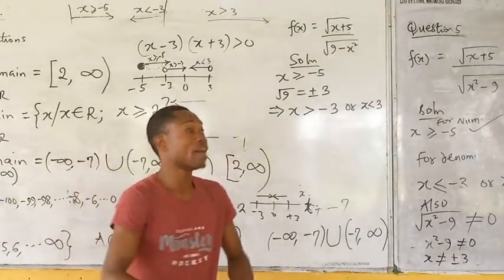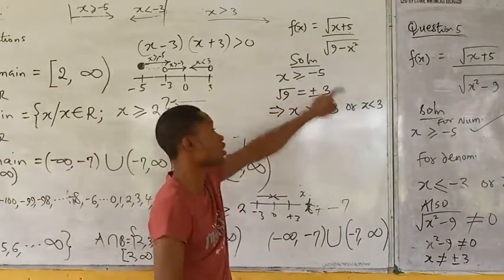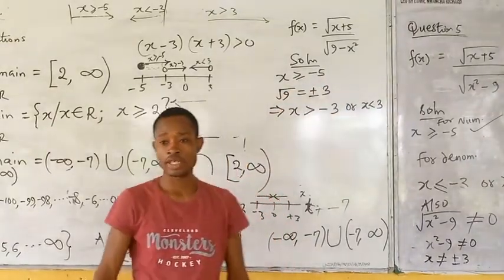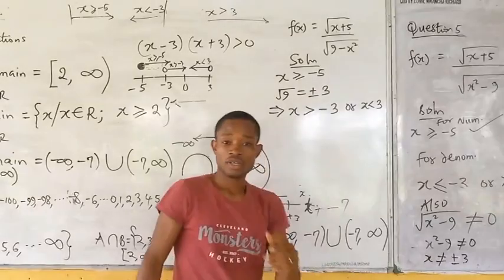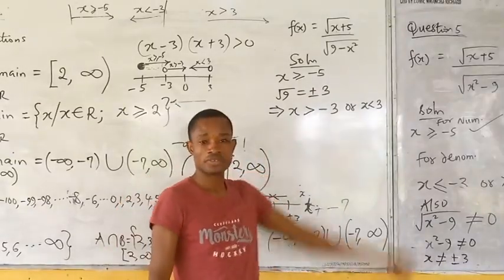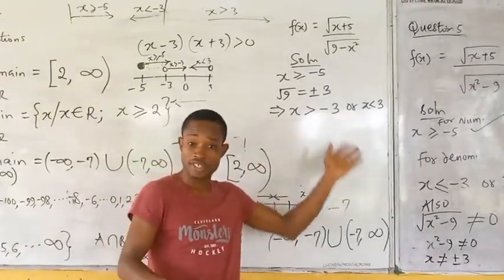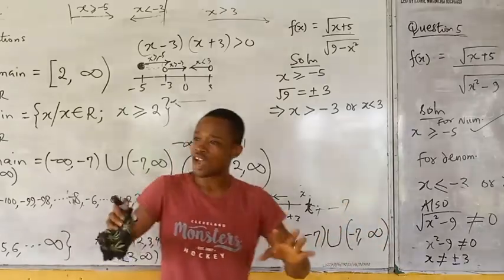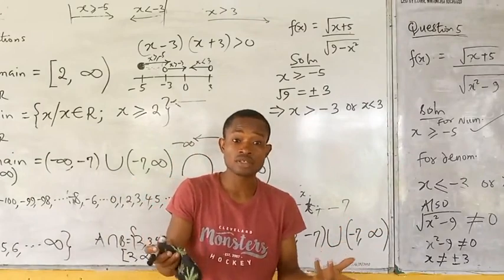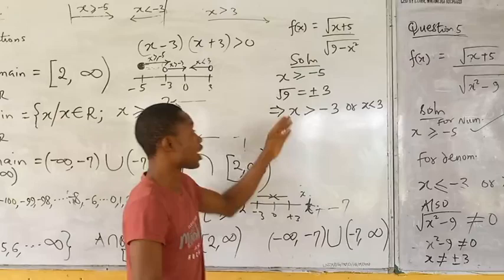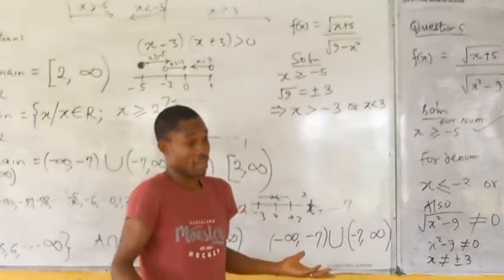At this point, you are done solving for the numerator condition and the denominator condition. The numerator condition told us that x is greater than or equal to minus 5. And in the denominator, x is greater than minus 3, or less than plus 3. Like I said, sometimes it might be a bit tough for students to interpret this and get the domain. But one thing I've found very interesting to use is the number line. Although you can still look at this, and if you can work it out quickly, fine.